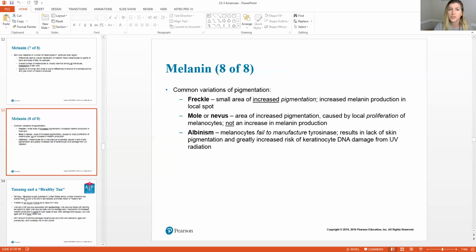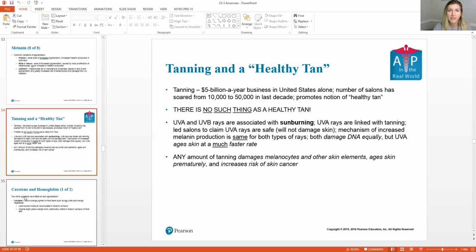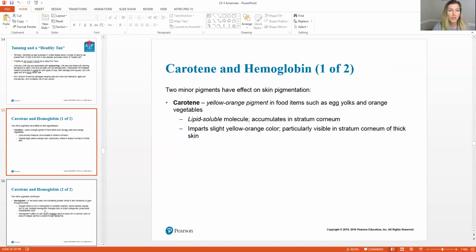As I mentioned, there's no such thing as a healthy tan. A lot of tanning salons will say, well, we use the UVB rays, which are better, or we use the UVA rays, which are better. None of them are good. In fact, they can both damage your DNA very, very quickly. UVA is the more damaging. So most of the tanning salons will say, this is only UVB, makes you feel a little safer, but it's really not. Let's talk about carotene and hemoglobin, other pigments that influence our skin color.